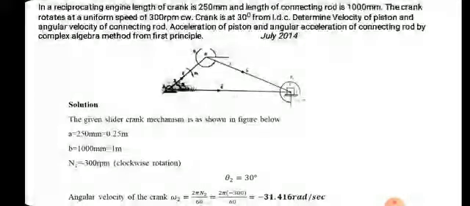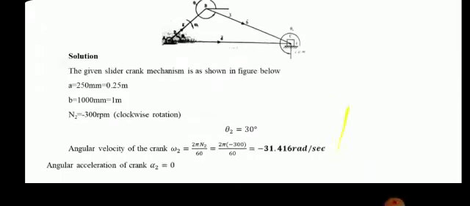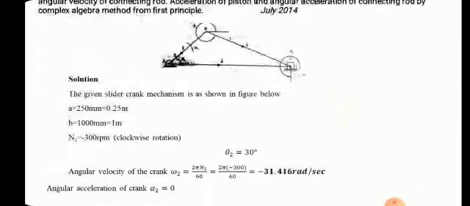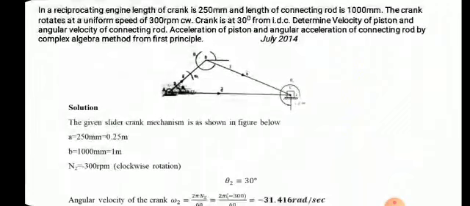A is equal to 250 mm, it is the crank AB, which is 0.25 meters. B is equal to 1000 mm, the connecting rod length. It rotates at 300 rpm clockwise, N2 is 300 rpm. The crank is at 30 degrees from the inner dead center, theta 2 is equal to 30 degrees. Determine the velocity of the piston and angular velocity of the connecting rod.